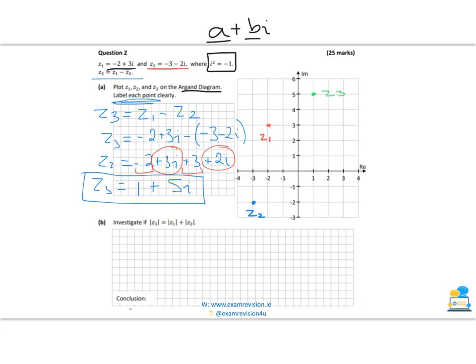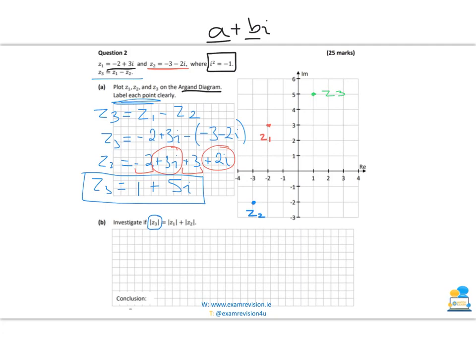Okay, the next thing then is a really good recap of the whole idea of our modulus, which again you need to know for both the higher level and the ordinary level Leaving Cert. So when we see the lines on either side of our complex number, it means that we're being asked to work out the modulus. And the modulus is the distance between your complex number and the origin. And the origin is the point 0, 0. So for example, if we're being asked to work out the modulus of Z3, we're being asked to work out the distance between Z3 and 0, 0.